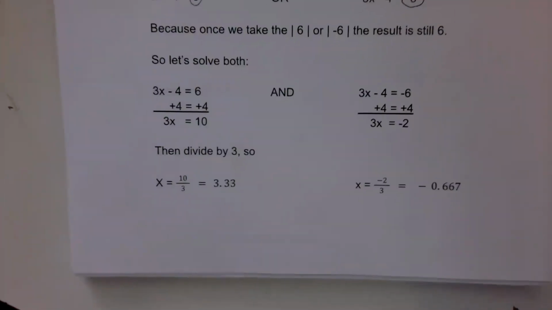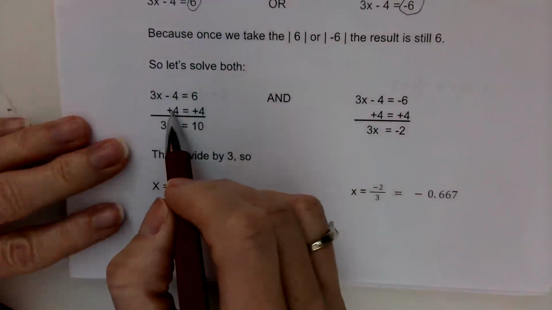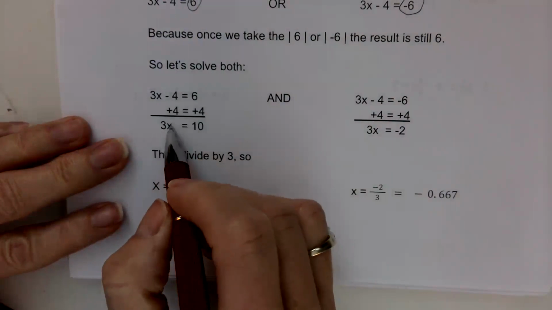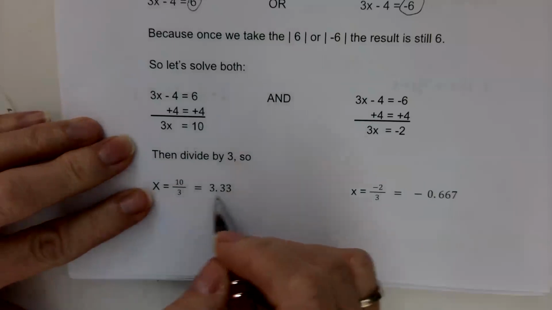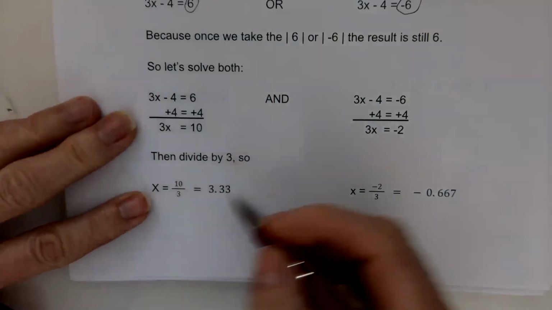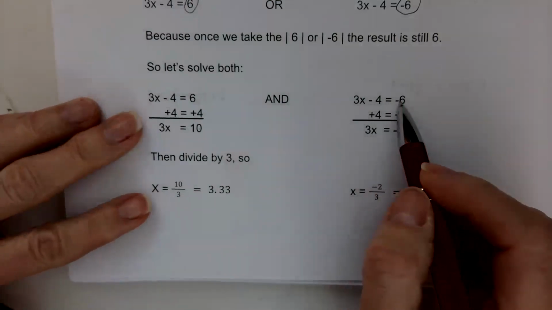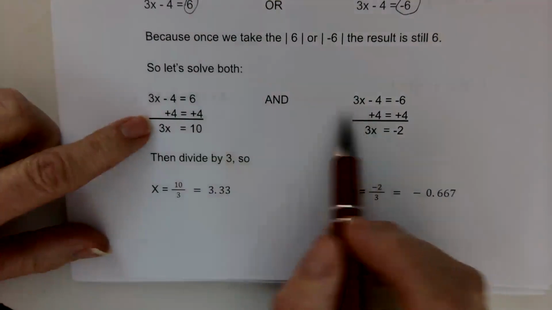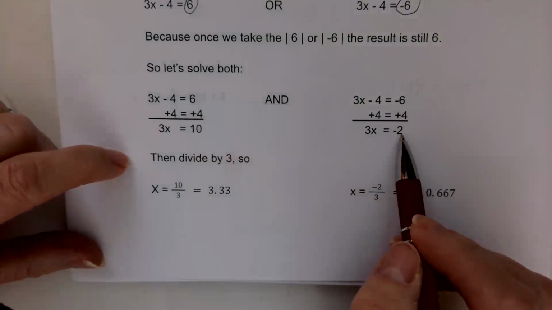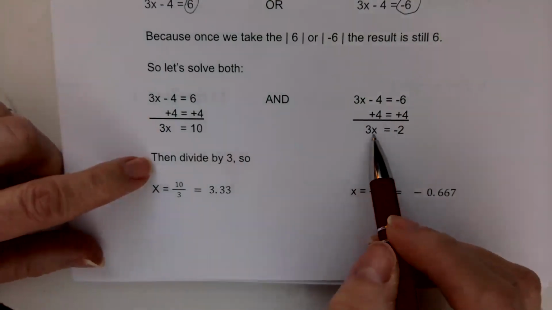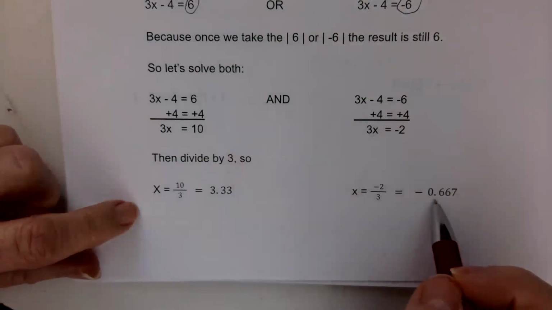So let's solve both. 3x minus 4 equals a +6. If you add 4 to both sides, we get 3x equals 10. Dividing by 3, we get 10/3 or 3.33. Or 3x minus 4 could equal a -6. To solve for x, we're still doing the same steps. We're adding 4 to both sides, so we have 3x equals a -2 this time. We still divide by 3, and we get -2/3 or -0.667.